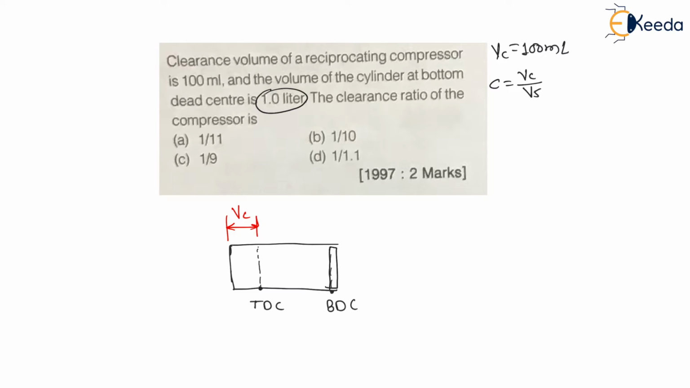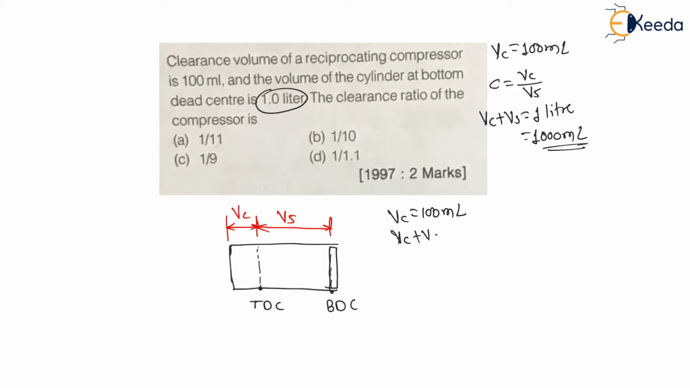And my dear students, the volume between top dead center and bottom dead center is called swept volume, and they have provided the volume at the bottom dead center, meaning it is VC plus VS. Therefore they have given clearance volume plus swept volume equal to 1 liter. Now 1 liter is nothing but 1000 ml. Therefore here VC is 100 ml, and VC plus VS is 1000 ml. Therefore swept volume is 1000 minus 100, which is 900 ml.